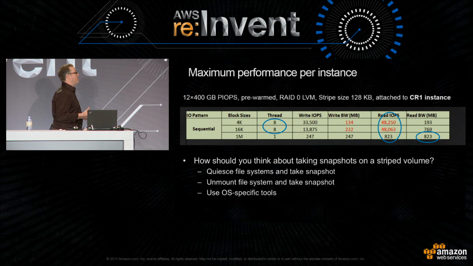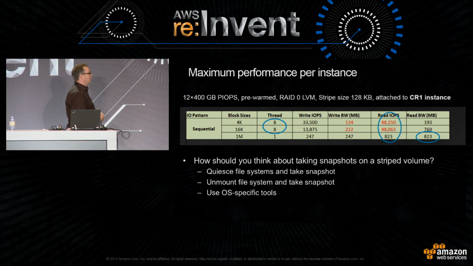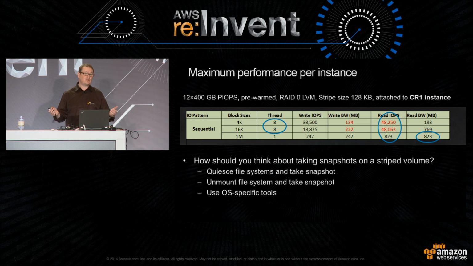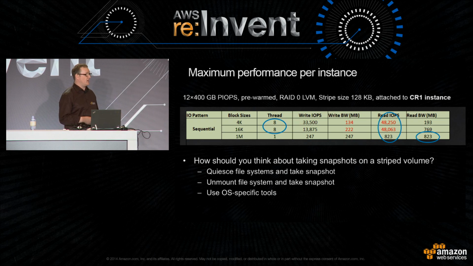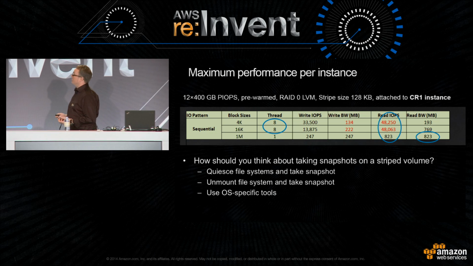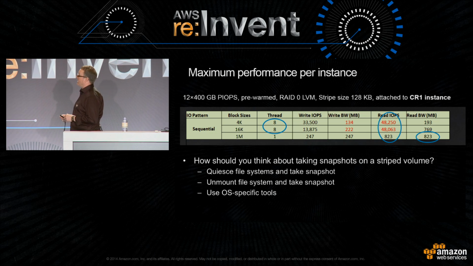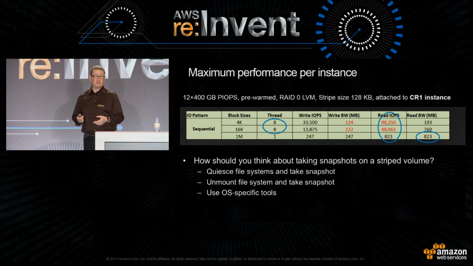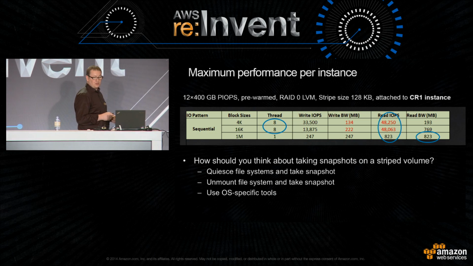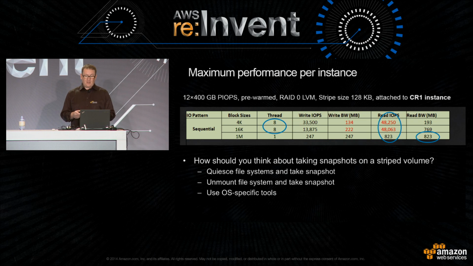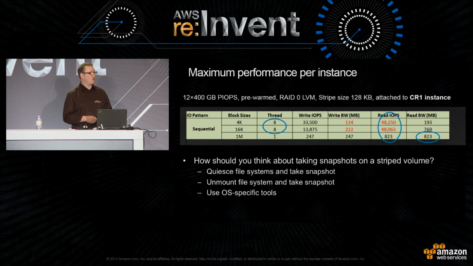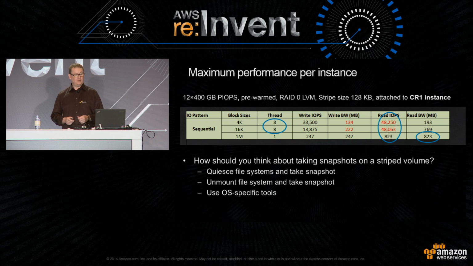What could you do if you actually striped volumes together? Well, this is some real testing we did on top of a CR1 8 extra large instance. So this is relevant to all of our 8 extra large family. We're driving 48,000 IOPS through this. You see different block sizes, number of threads. We need to have threads to be able to drive that, because if you don't have threads, you're not going to have a lot of concurrency going through it. And you can also see that we were able to drive 823 megabytes a second through that. So that's a pretty phenomenal amount of storage bandwidth in there.